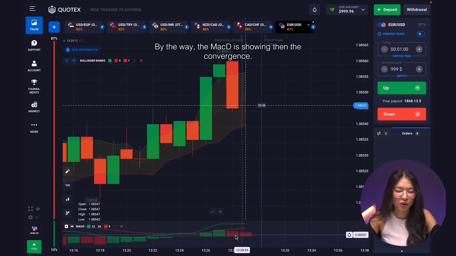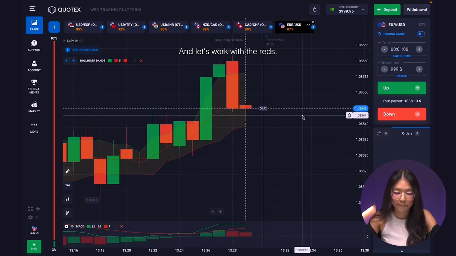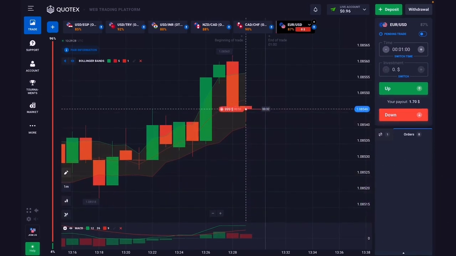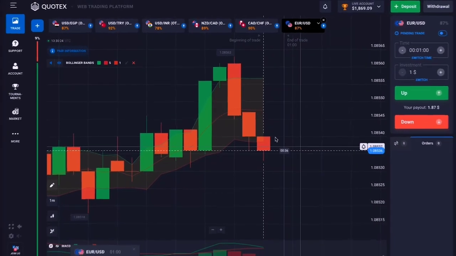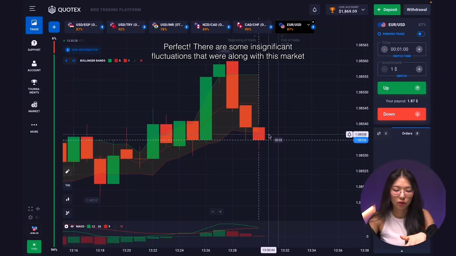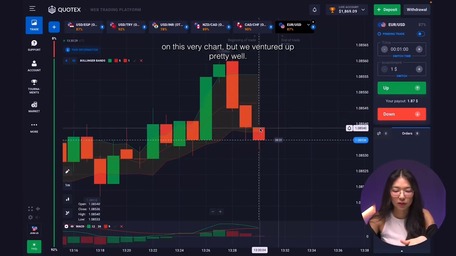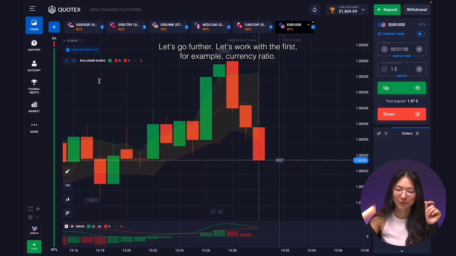By the way, the MACD is showing then the convergence. So I'll be using it, and let's work with the reds. Let's go. Perfect, guys. There were some significant fluctuations along with the market on this very chart, but we went up pretty well, and let's go further.